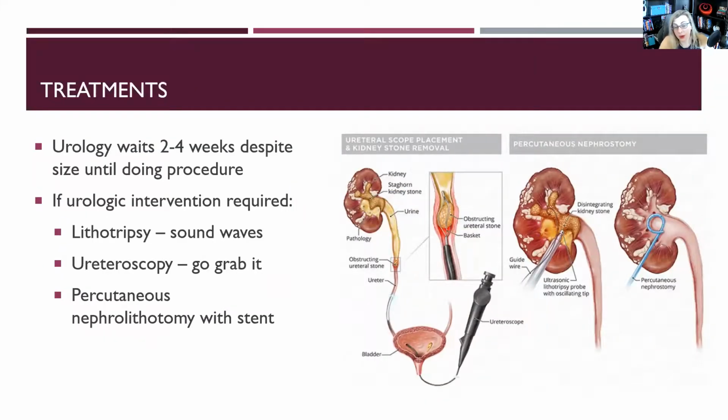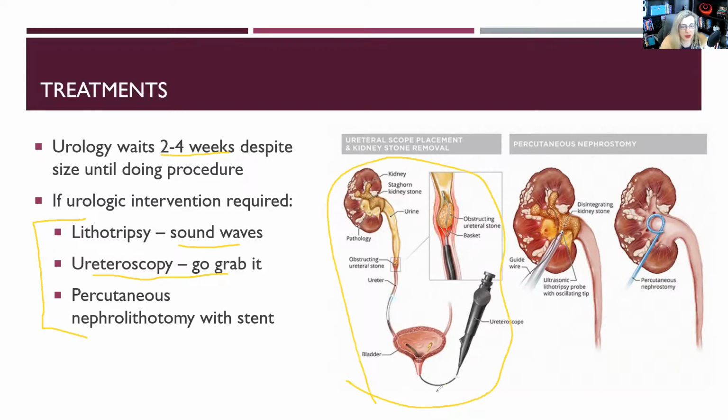Just because I know we're not urologists, but I think it's worthwhile to understand some of the briefest and most basic treatments for kidney stones, especially because patients always ask. Urology typically waits about a week to 4 weeks to do any kind of procedure. And there are about 3 different procedures that they recommend. One of them is lithotripsy, which is trying to break up the stone with sound waves. Another one is ureteroscopy, where they go in and grab it. You can see a picture of ureteroscopy right here.